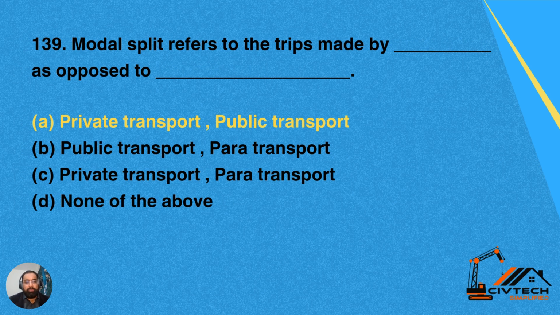139. Model split refers to the trips made by dash as opposed to dash. Option A, private transport and public transport. Option B, public transport, paratransport. Option C, paratransport and private transport. Option D, none of the above. So A is the correct answer. The model split refers to the trips made by private transport as opposed to public transport.